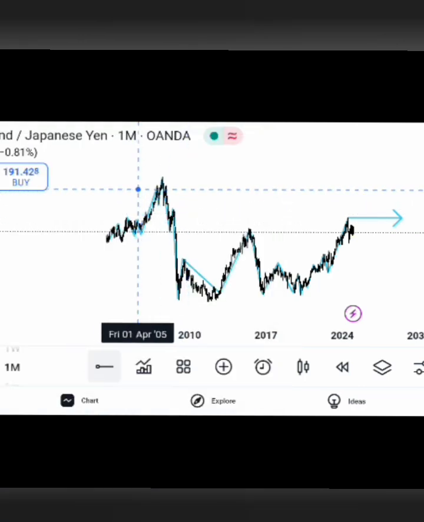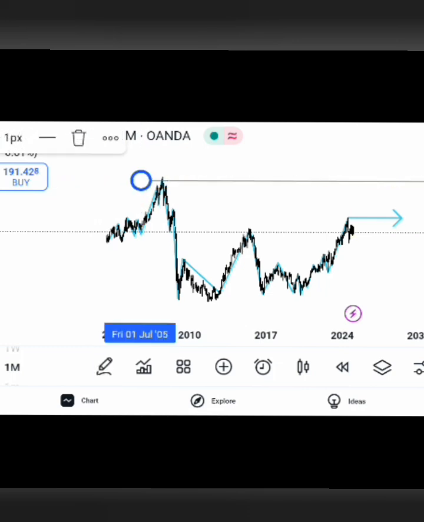Yes, a thick horizontal line to mark it out. So this is one turning point. You could see the turning point, isn't it?